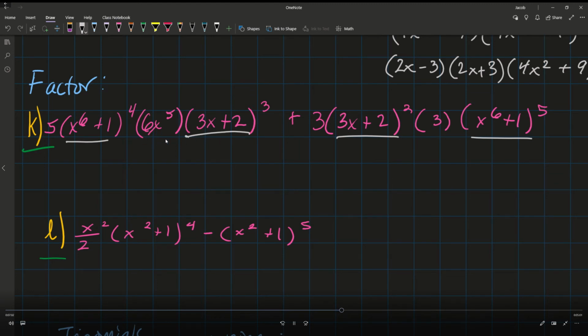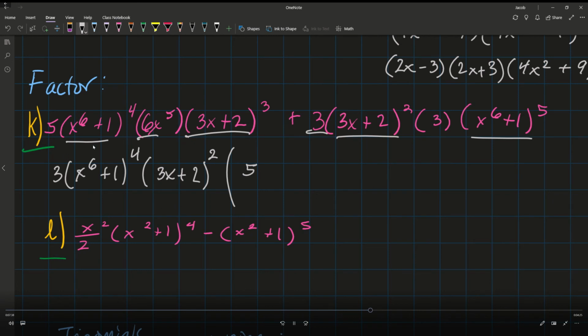But I'll come back to that. We've got 3x plus 2, and we've got 2 of them here, 3 of them there. But there's a 3 and a 6. So I have a 3 in common between each of these terms. So that's why I'm going to write my coefficient first. And then I'll start factoring away 4 of these x to the 6 plus 1s, because I've got 4 of them in this whole term and 4 of them in this whole term. Then I've got 2 of the 3x plus 2's here, as well as in this term. So I've factored everything in common away first.